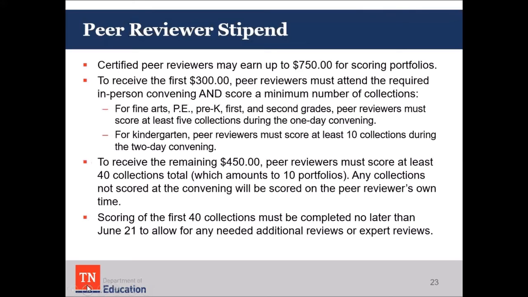Scoring of the first 40 collections must be completed no later than June 21st to allow for any needed additional reviews or expert reviews. And so as you're supporting teachers and helping them think through their strategy on days and times that virtual scoring after the in-person convening might work best for them, encourage them to keep that end date in mind, and then look at the calendar and think about when they're most available, when they might be on vacation, up until that June 21st date. It's definitely always helpful to have a thinking partner, so really sitting down and working with your peer reviewers to find the best strategy for them. I'm sure they would be very grateful for that and appreciate that support.